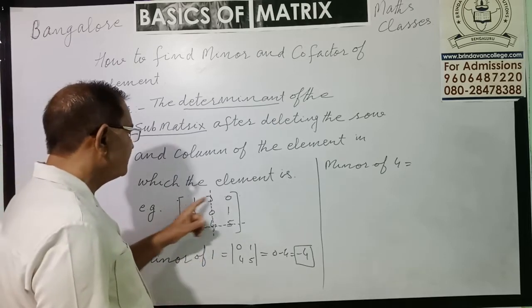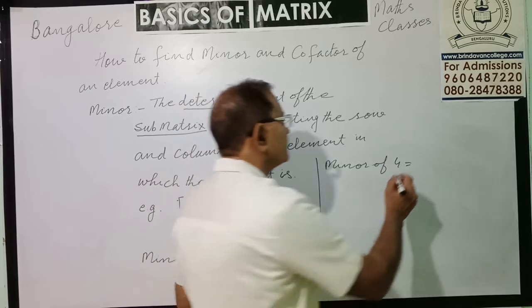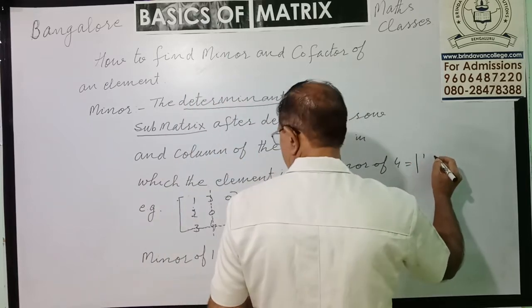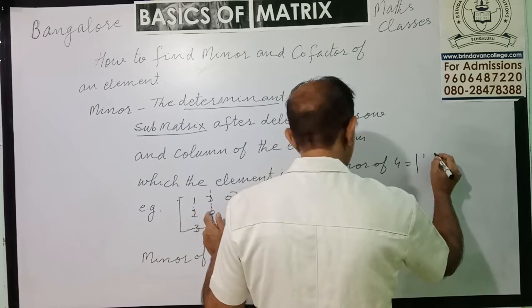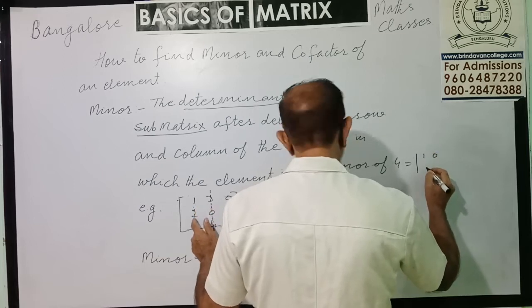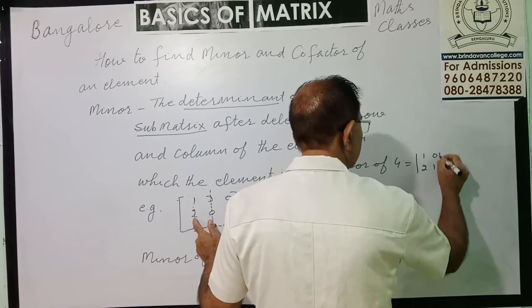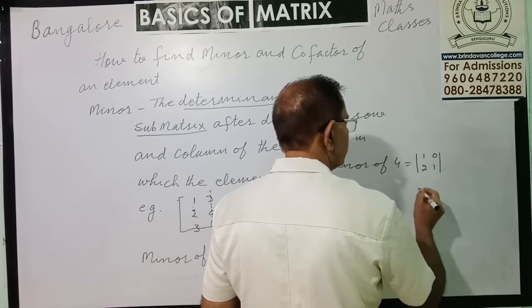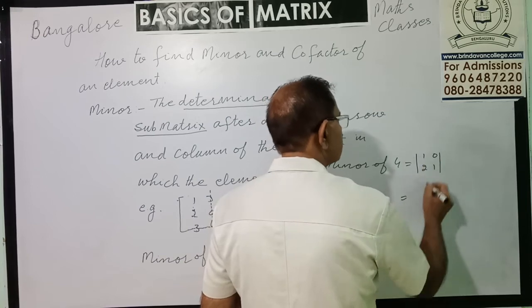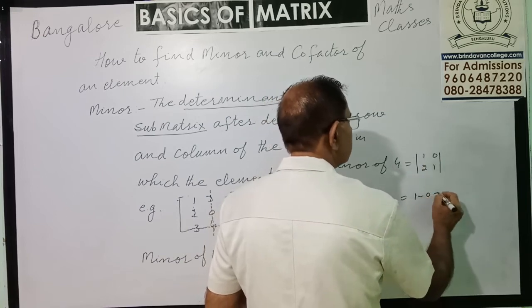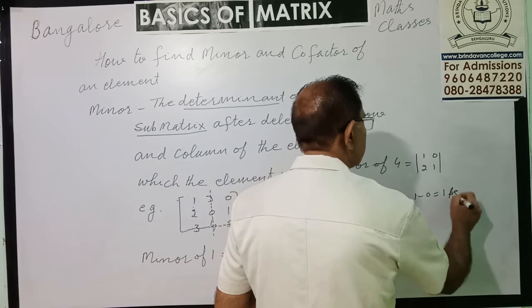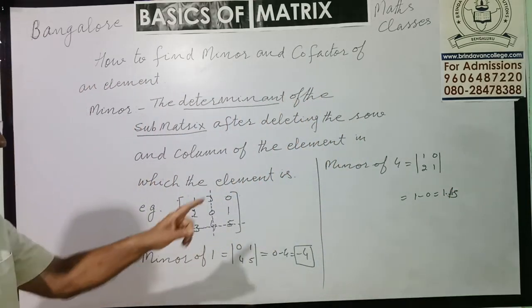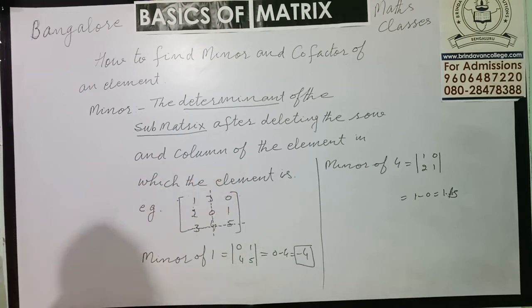We are left with 1, 0, 2, 1. The submatrix is 1, 0, 2, 1. And for this submatrix, go for its determinant. So we will get it as 1 minus 0, that is 1. That is how we can find the minor of 4.